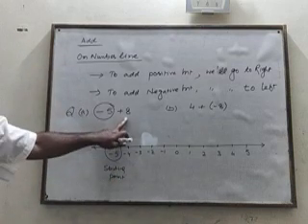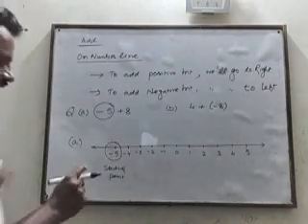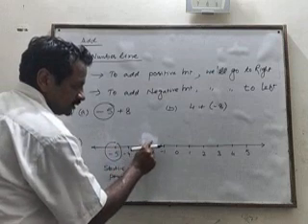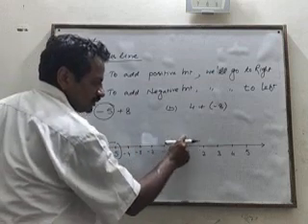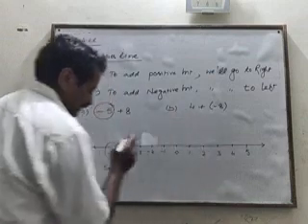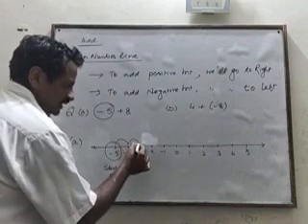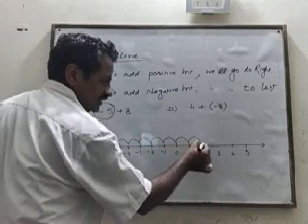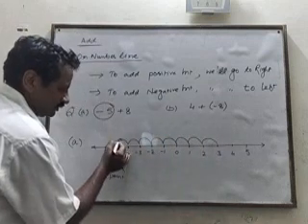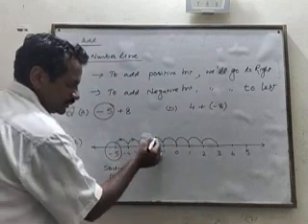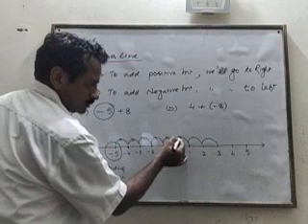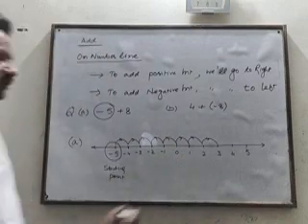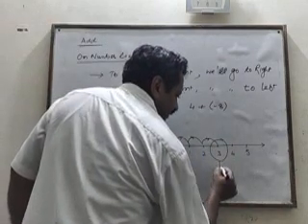Now I have to add 8, and that is positive. We will go to the right. This is the first step, second, third, fourth, fifth, sixth, seventh, then eighth. So we are going step by step. We can put the arrow that we are going to the right side. So this will be my answer.